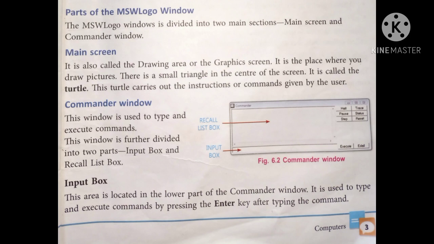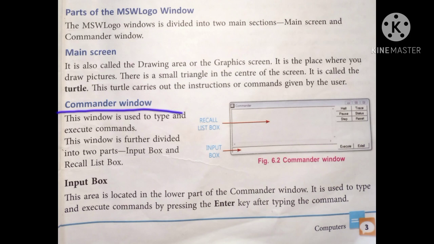So, in the main screen only we can see the drawings or figures. That's why this is called the drawing area or the graphics screen. And in the main screen only we can see the turtle, which is a very important tool of the MSW Logo application. This turtle carries out the instructions or commands given by the user.